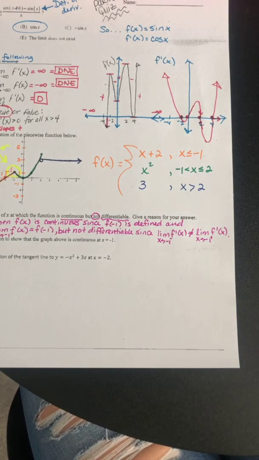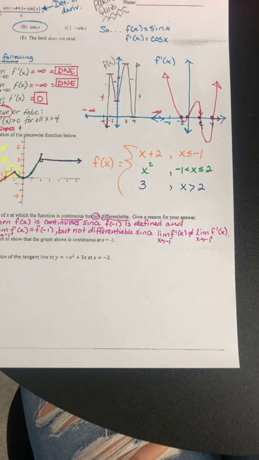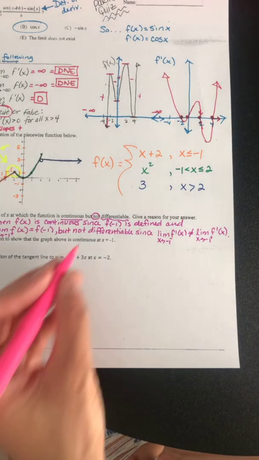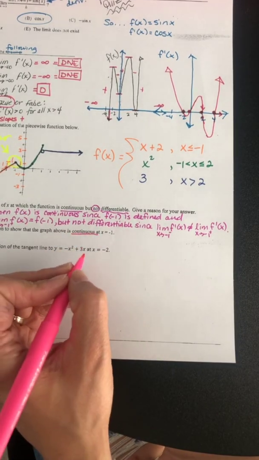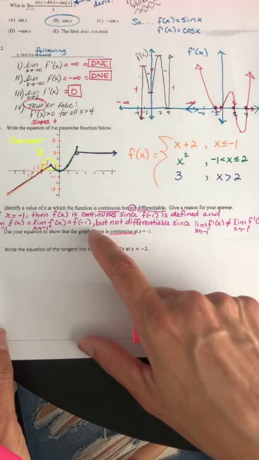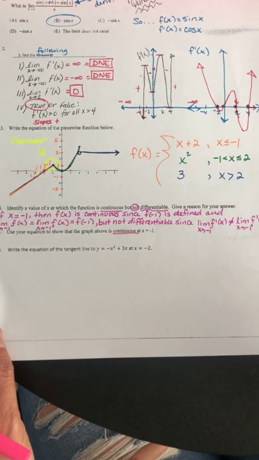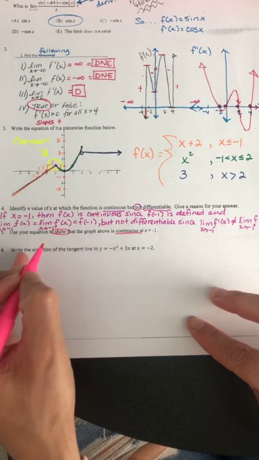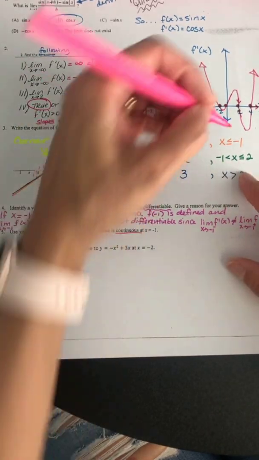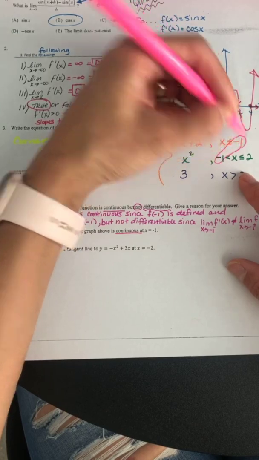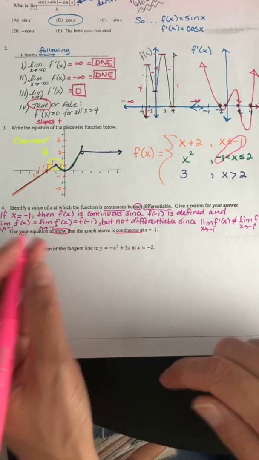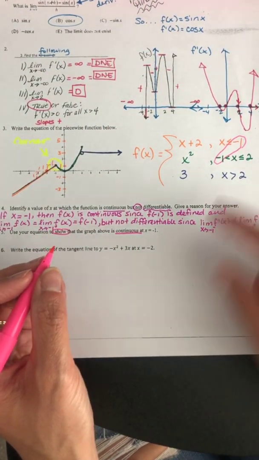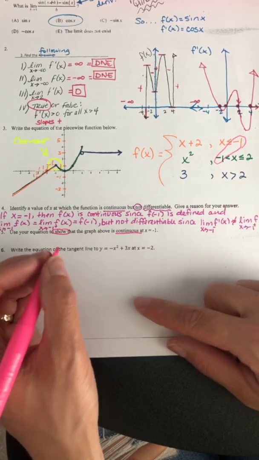All right, so that answers number 4, just like the warm-up. Number 5 says to use your equation to show that the graph above is continuous at x equals -1. So we stated it was continuous up here, and we stated mathematically why, but now we need to show it. That means we need to take the pieces where x is -1, x plus 2 and x squared. We need to set them equal to each other and plug in that x value of -1.